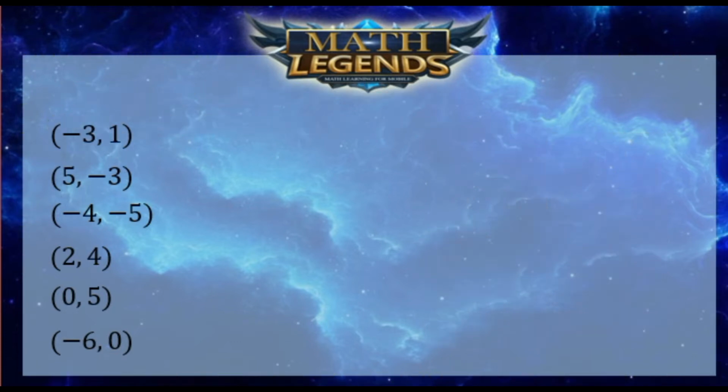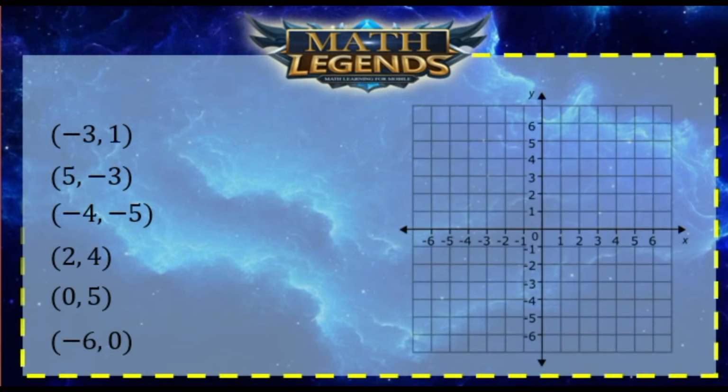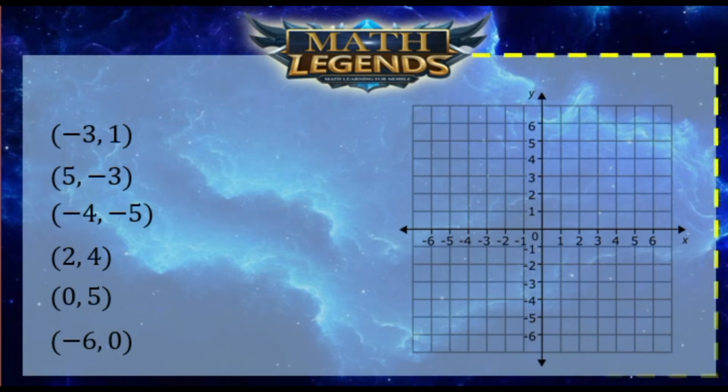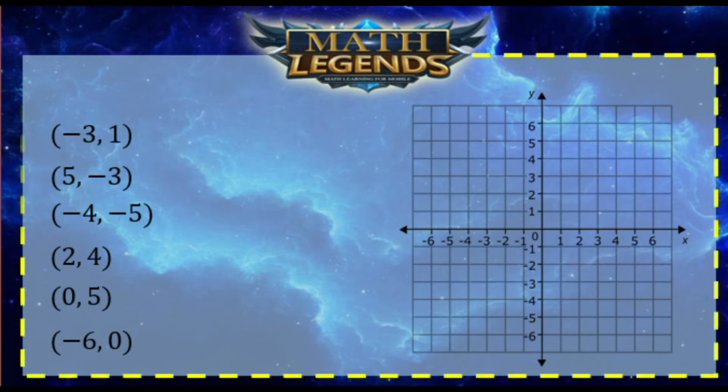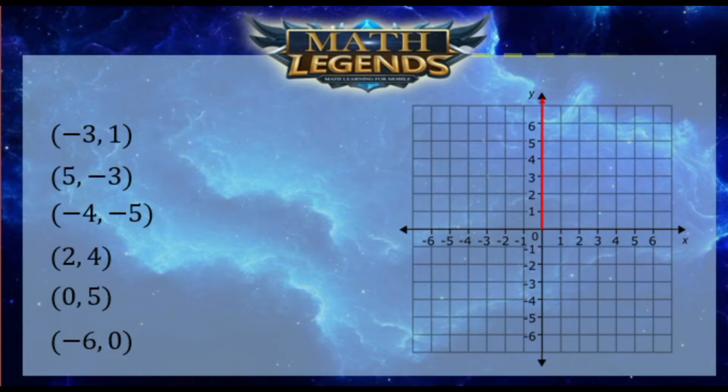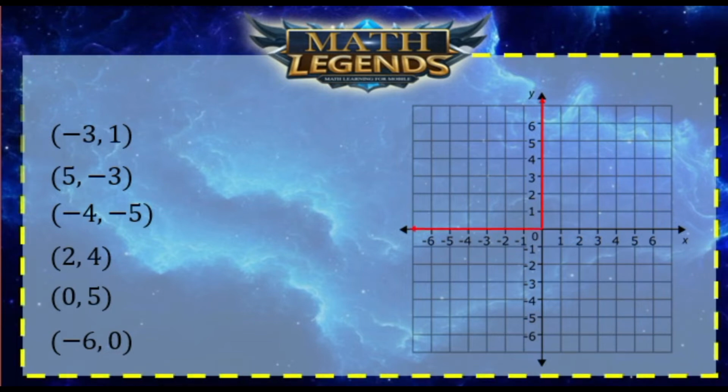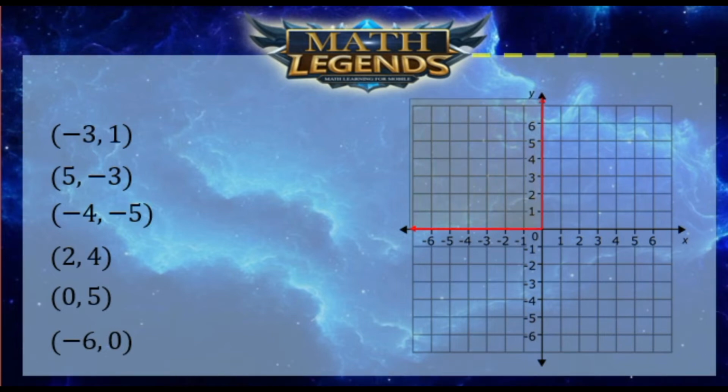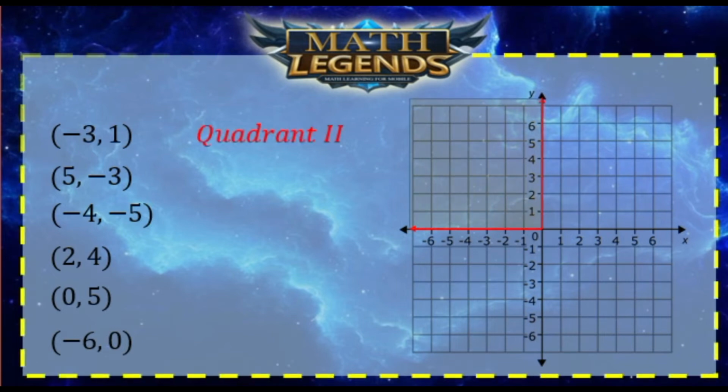Now let us try to find out. We have here in the Cartesian plane negative 3 and 1, wherein 1 is located along the positive y-axis and negative 3 is located along the negative x-axis. So therefore, the point is located along the quadrant 2.